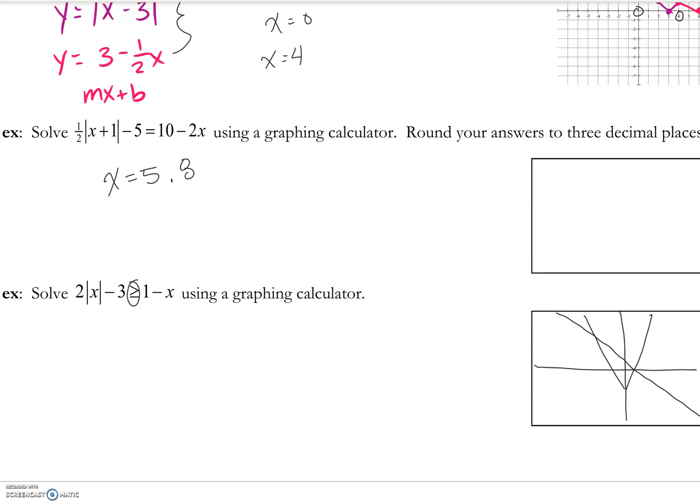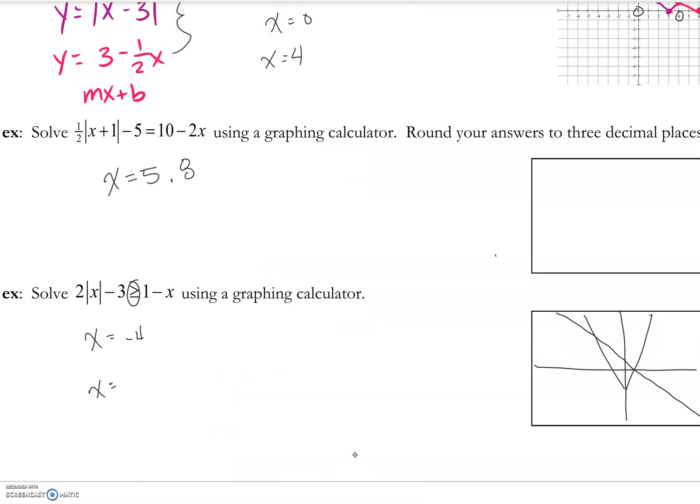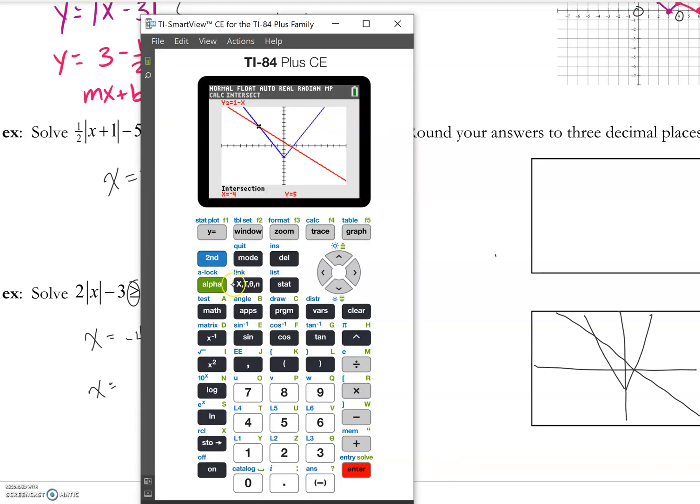Okay, I'm still going to find these points of intersection. There are 2 of them, so using my calculator, second trace, number 5 for intersect, and then I'll find both of them. Enter, enter, enter. So my first x value is negative 4, and my second x value is 1.333.